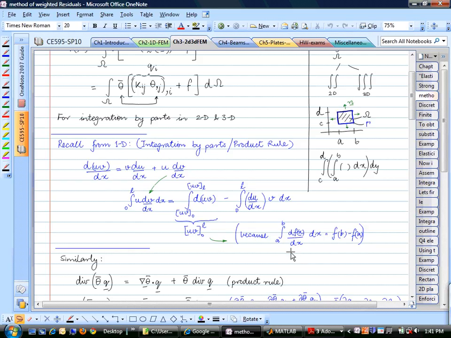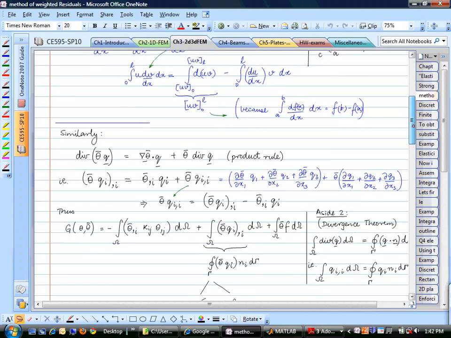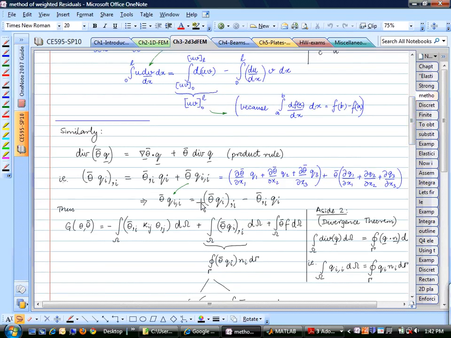In 1 dimension, what it boils down to is if you have some derivative of a function and you integrate it between 2 limits, essentially we are finding f(b) minus f(a). In 1 dimension, this is what is called the fundamental theorem of calculus. And in 2 dimensions and 3 dimensions, this is what we call the divergence theorem. So it's not that complicated, but you need to know how to work with all these terms.